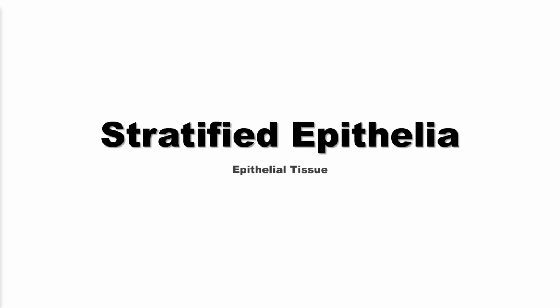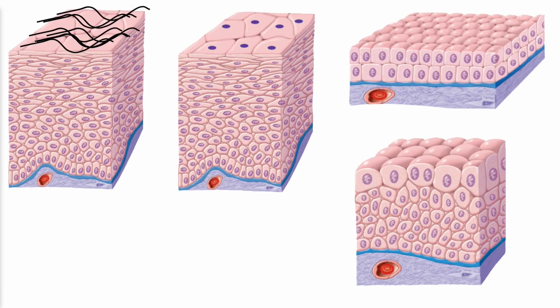Now we will discuss stratified epithelial tissue. Last time we talked about simple epithelia, which if you remember was a single layer of epithelial cells. Stratified means that the cells are multi-layered. There are four stratified epithelial tissues that we will discuss today.